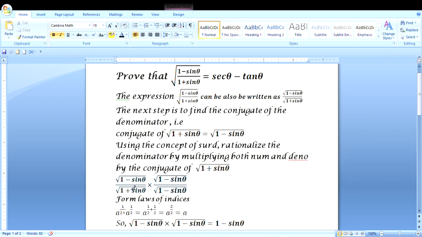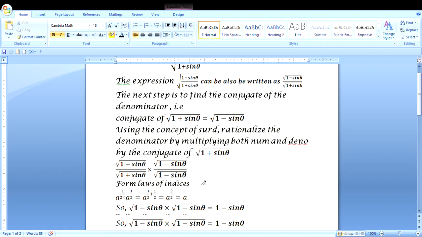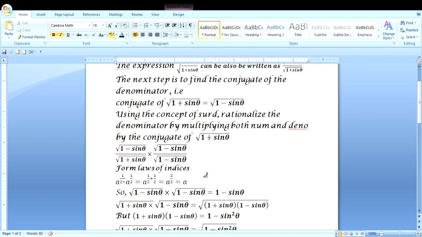If that is done, this becomes the square root of 1 minus sine theta over the square root of 1 plus sine theta, times the conjugate, which is the square root of 1 minus sine theta over the square root of 1 minus sine theta. So the concept of surds here is very essential. Now what do we need to do? The next step is to look at the numerator, square root of 1 minus sine theta times square root of 1 minus sine theta.